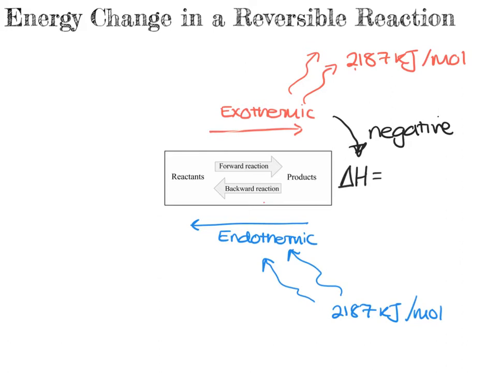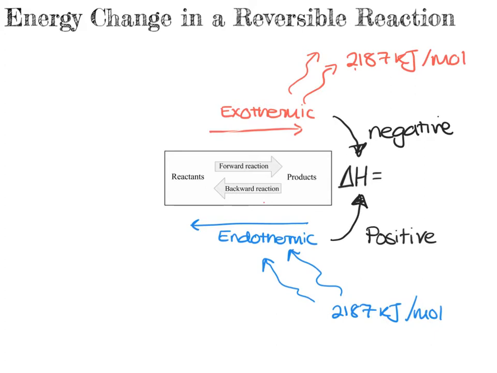So if there's a minus sign here, it tells you that it's exothermic. And in an endothermic reaction, delta H would be positive. So that's one way of figuring out whether you've got an endothermic or an exothermic reaction.